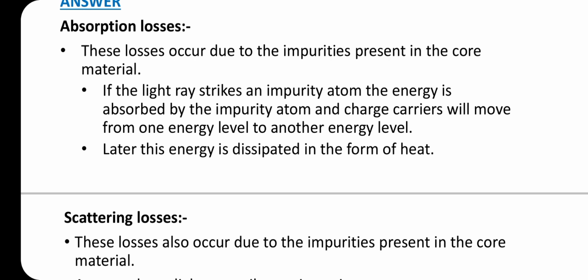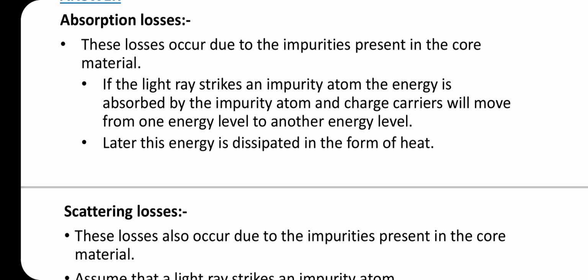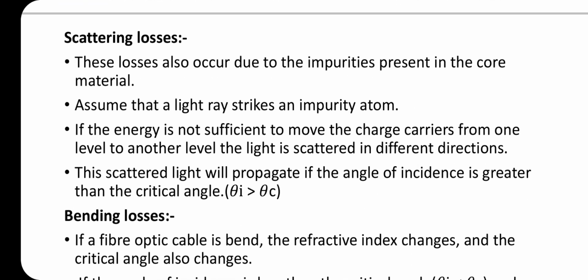If the light ray strikes an impurity atom, the energy is absorbed by the impurity atom and charge carriers will move from one energy level to another energy level. Later this energy is dissipated in the form of heat. Scattering losses. These losses also occur due to the impurities present in the core material.